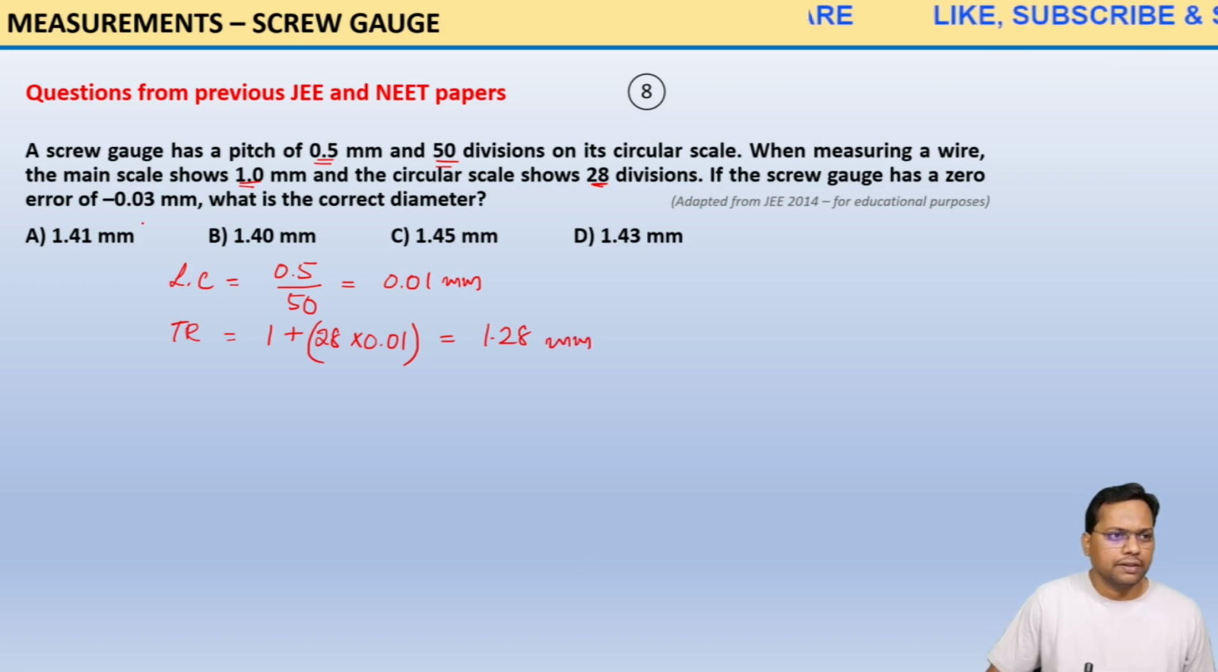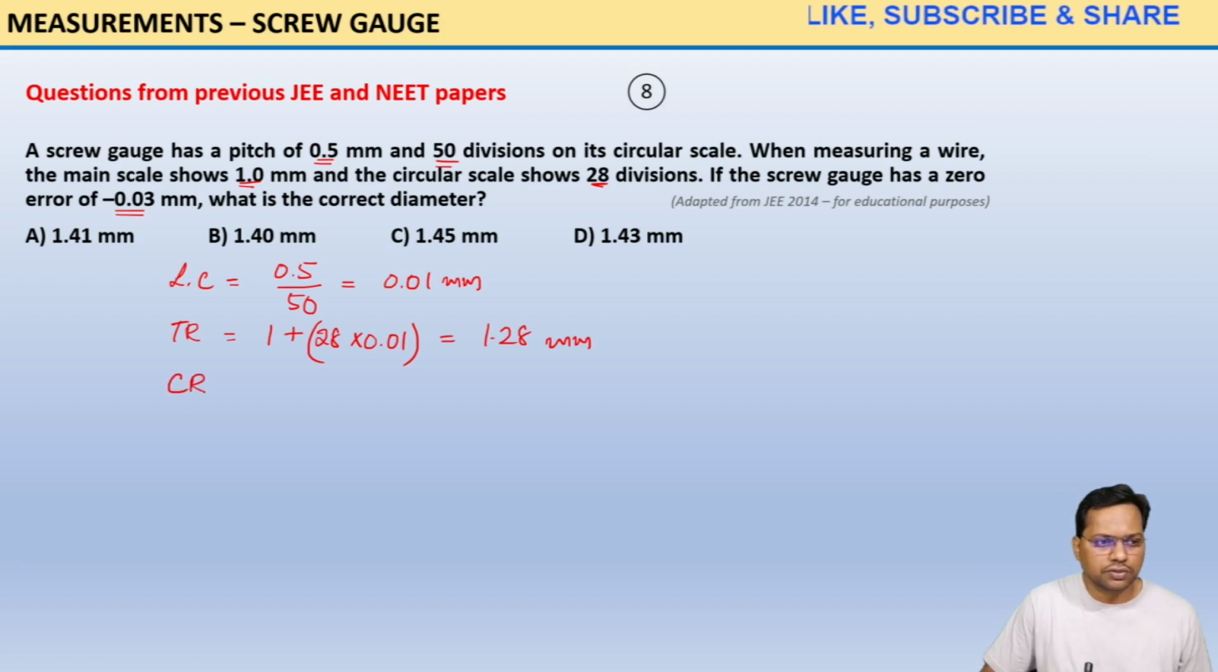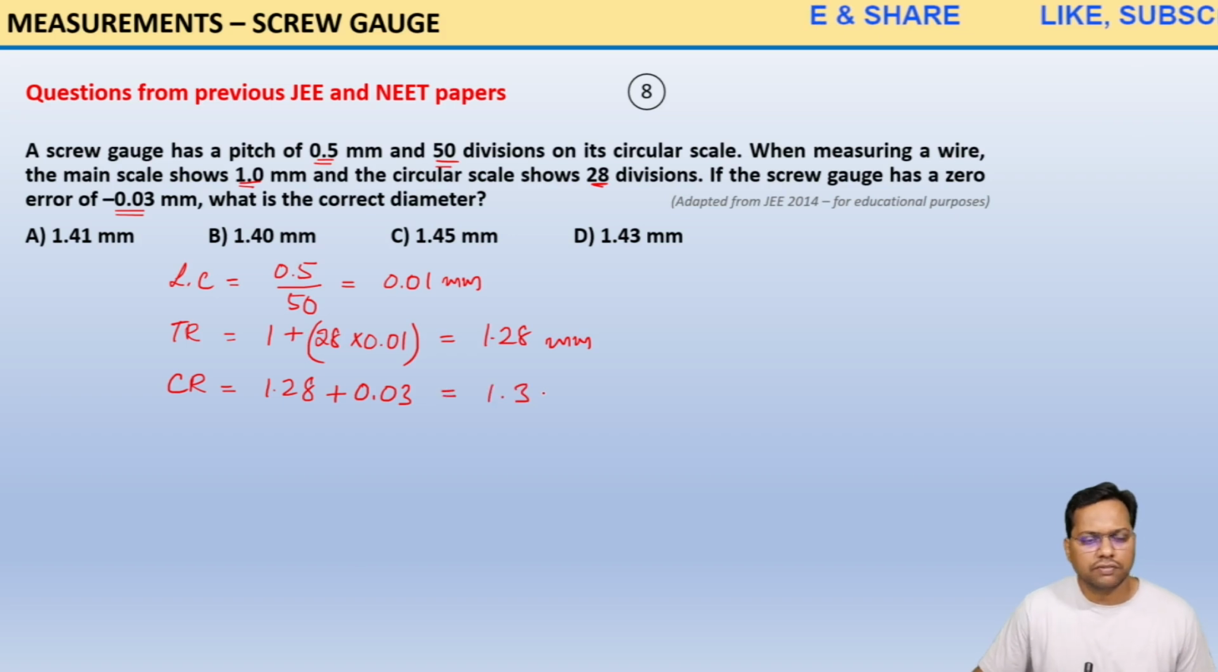Now the zero error is negative, therefore the correction should be positive. Therefore the corrected reading is 1.28 mm plus 0.03. So the final answer will be 1.31 millimeter.